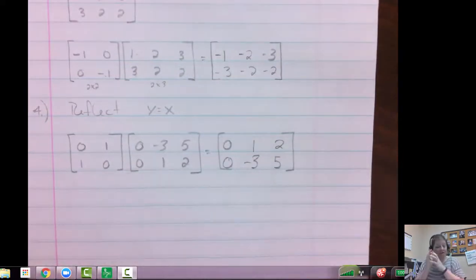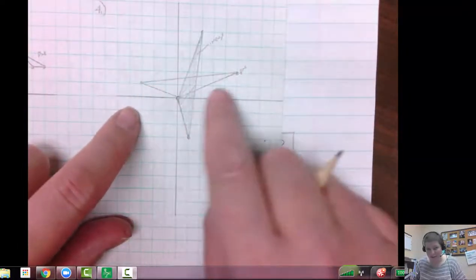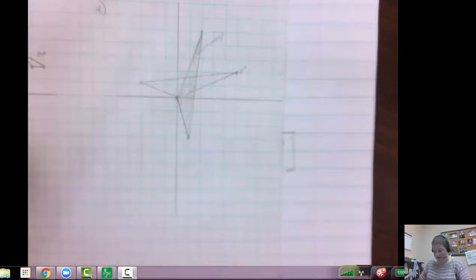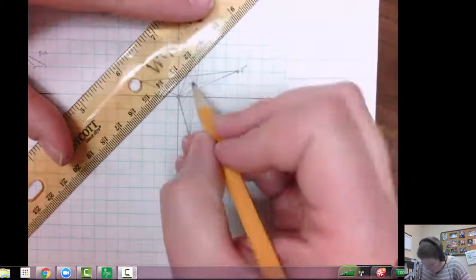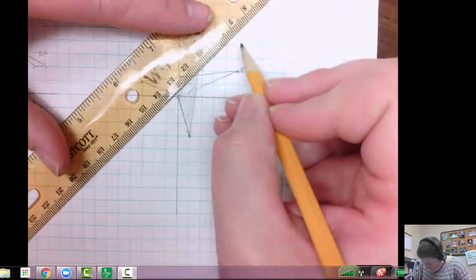Okay, and so this was going to reflect across that y equals x line. So here is the drawing of what it looks like. This is before. This is my triangle with my 3 points. And the line y equals x is right down the center here. Probably should have drawn that so you could see it better here. Make sure I line those up.